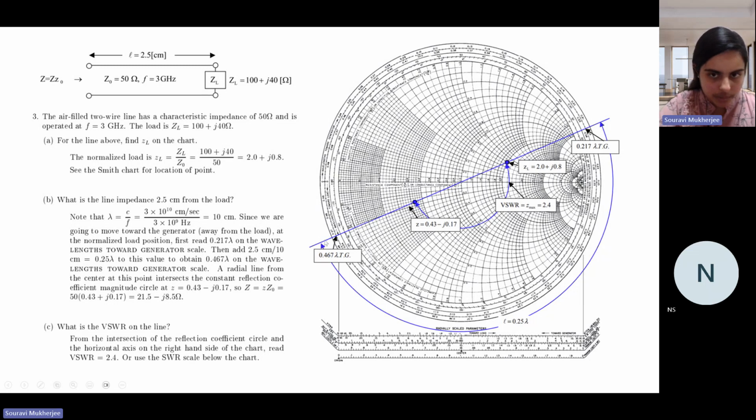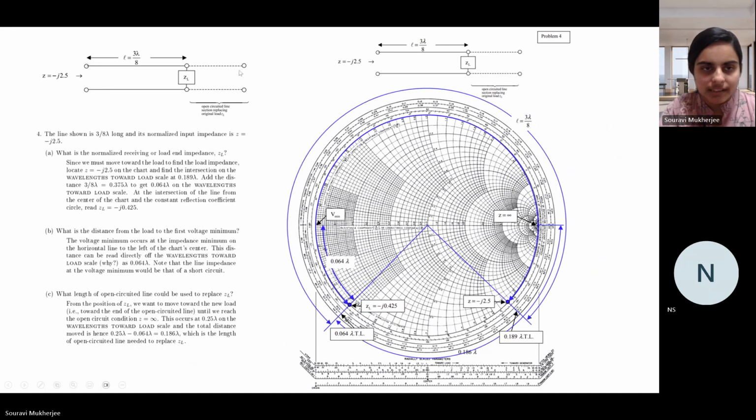Now this point, if you extend to this circle, that will give you the impedance at that location, right? Basically the same thing that we were doing. And when you do SWR here again, it's basically this point where it cuts the horizontal axis, right? So that's how you get to these values.